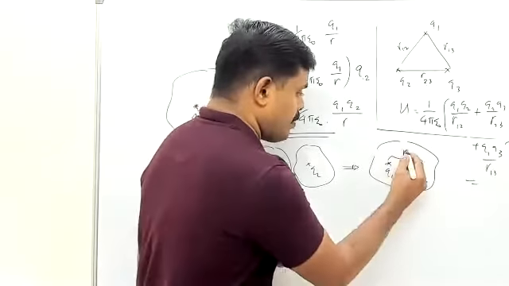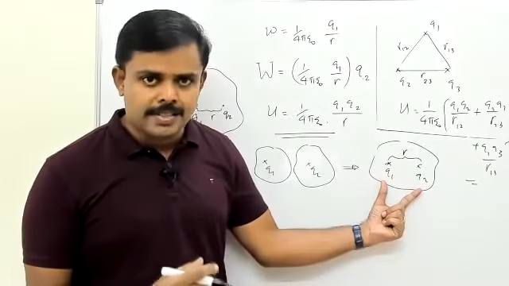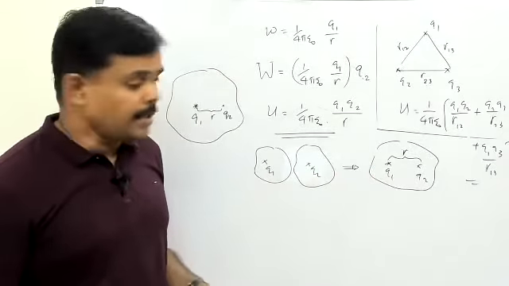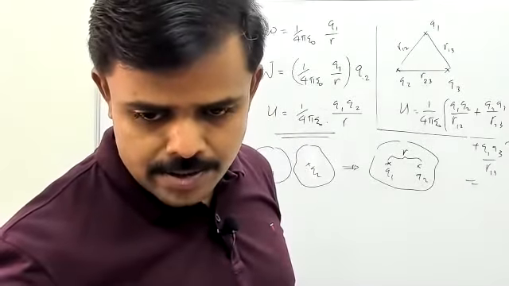So repeat after me, please. Work done to assemble the charges to their present separation from their infinite separation. This is called potential energy of the system. Did you understand? I'm asking everyone, tell me please.